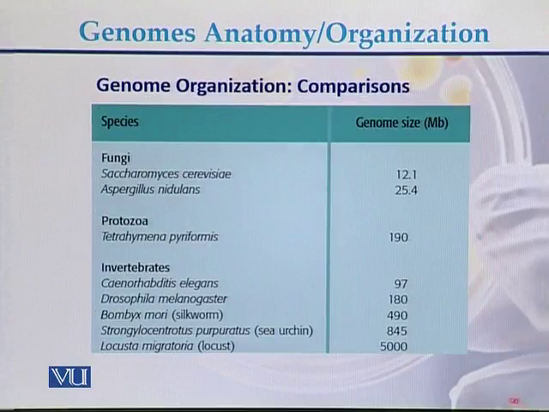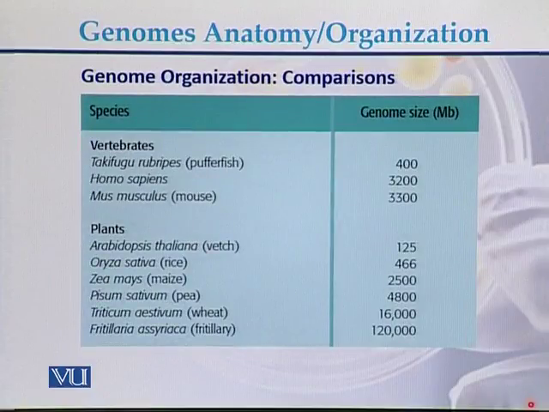Another example between different taxa like fungi, protozoa, and invertebrates. So we can see here in case of fungi, the size of the genomes, in case of protozoa, the size of the genome, and in case of invertebrates, this is the size of the genome. So there is a large difference in the genome size of different species in case of fungi, protozoa, or invertebrates.